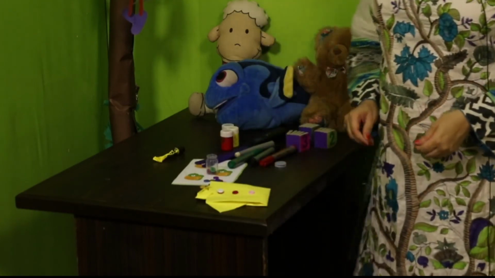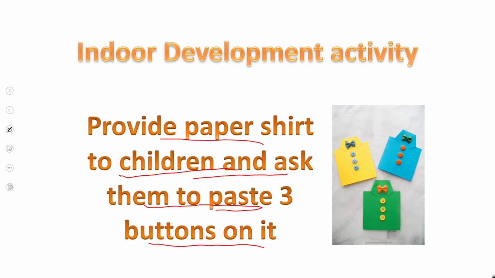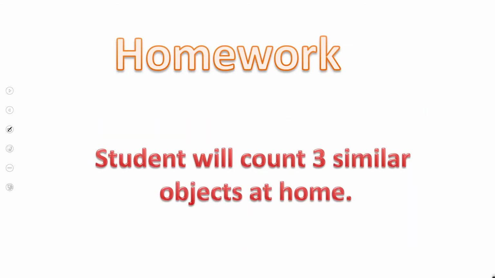Very good. So now moving towards our homework for today, it states student will count 3 similar objects at home. For example, you can count 3 plates, 3 forks, 3 knives, chairs, table, books and bags. There are so many similar objects around you at your home.